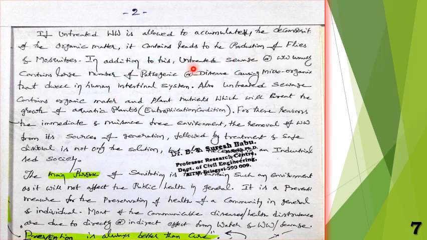In addition to this, untreated sewage or wastewater usually contains a large amount of pathogenic bacteria. Pathogen means disease causing organisms. They are from the human intestinal system. Also, untreated sewage contains organic matter, as I already told you, and plant nutrients. Plant nutrients usually means NPK. If you allow this wastewater into a small pond or aquatic environment, see what happens.